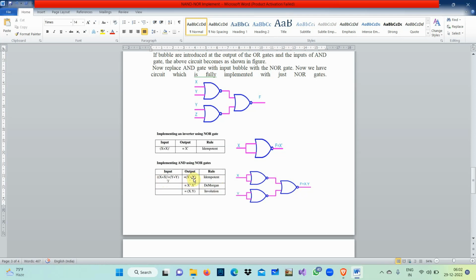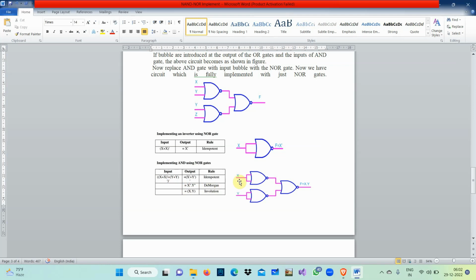Then x' + y', which is equal to (x'' y''), by De Morgan's law. So what is the meaning of that? The double transpose of x becomes x, and the double transpose of y becomes y.